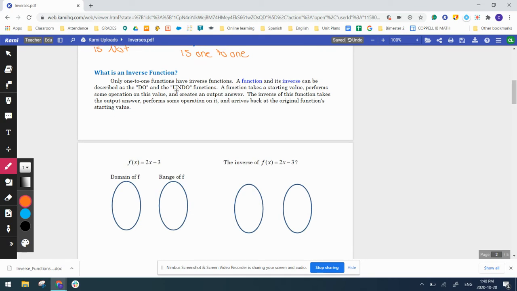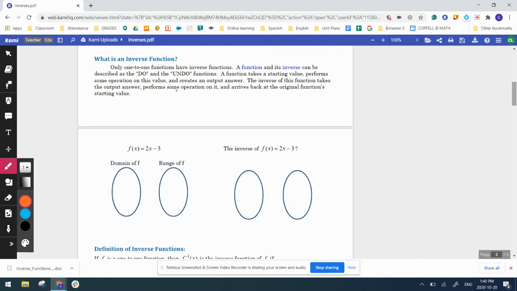So remember, only one-to-one functions have inverse functions. A function and its inverse can be described as the do and the undo function. The function takes a starting value, performs some operation on this value, and creates an output answer. The inverse of this function then takes that output answer, performs some operation on it, and arrives back to the original starting value.